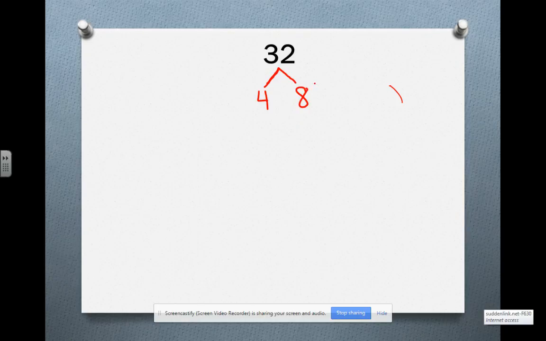Now, whenever I get my two factors, I want to look and see, are either one of those factors prime? Neither one of those factors are prime because they can still be broken down again. So I can't circle them. So I'm going to break down my 4. And my two factors are 2 and 2. Now, as I look at that 2 and this 2, I know that 2 is a prime number. So I'm going to circle those numbers.